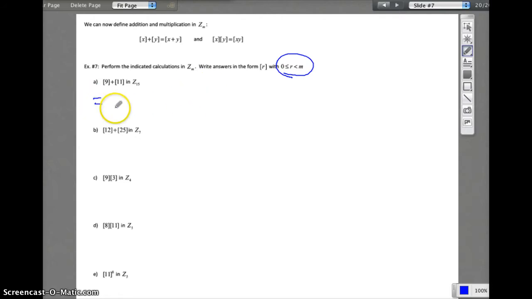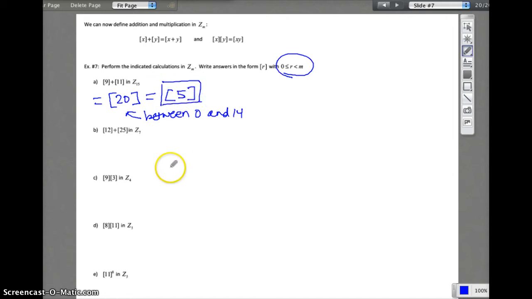So in this case, the congruence class of 9 plus the congruence class of 11. We add 9 and 11 together, and we get 20, but we can't stop here because we want something between 0 and 14 if we're working in Z15, so modulo 15. So we're thinking about the remainder. When you take 20 and divide by 15, that remainder is 5, so this is congruent to 5. And so we give our answer between 0 and 14.